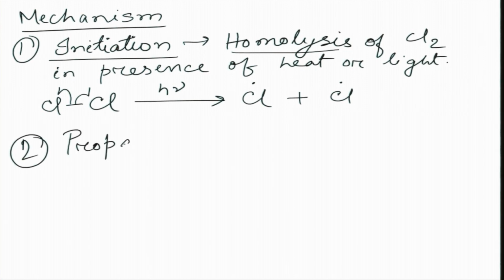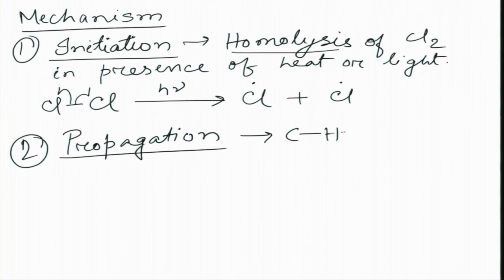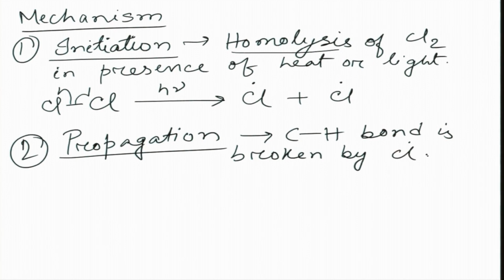propagation. In propagation, CH bond is broken by chlorine radical. So, CH bond is stronger than bond between two chlorine atoms. Okay. That is why Cl-Cl bond breaks first. CH bond is then broken by chlorine radical. So, first there is a methane molecule and a chlorine radical. Okay.